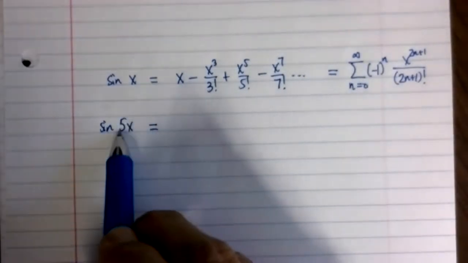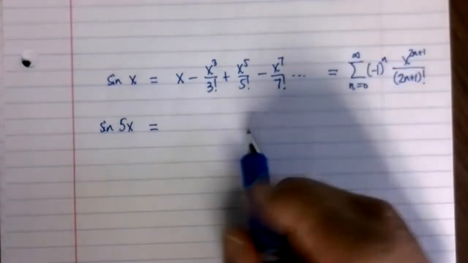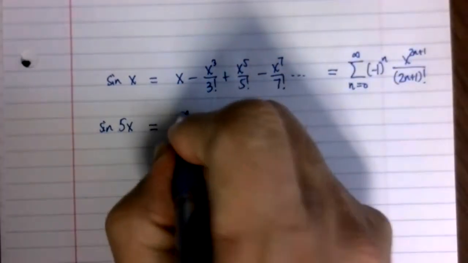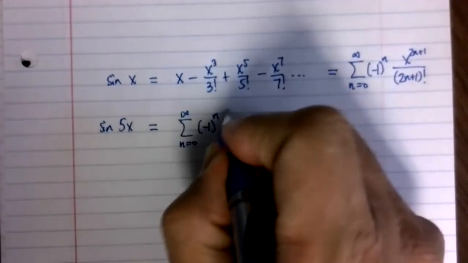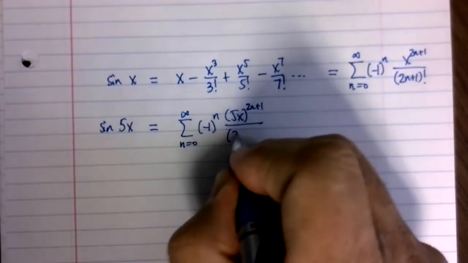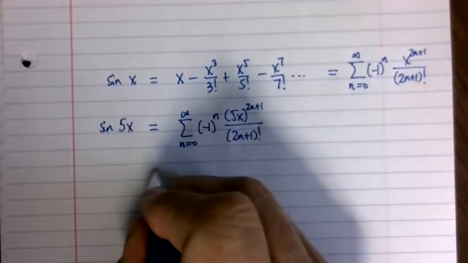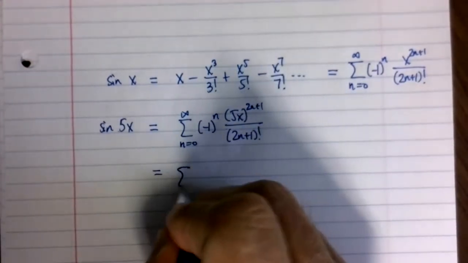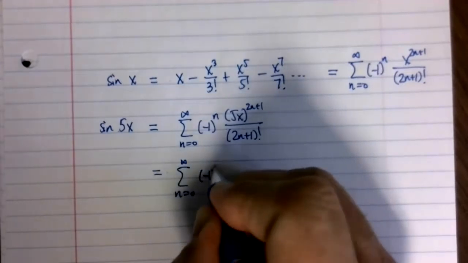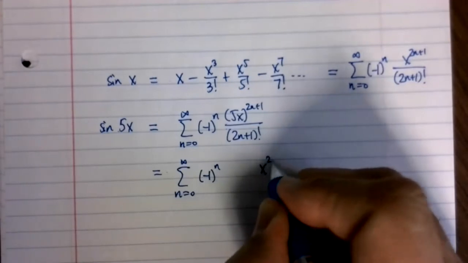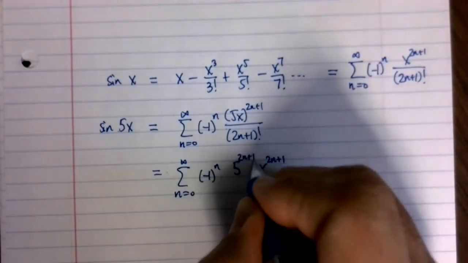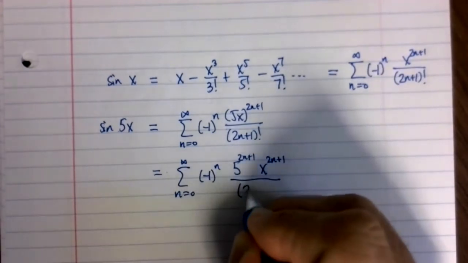To get the Taylor series expansion for sine of 5x, everywhere I see an x, I replace it by 5x. So summation n equals 0 to infinity of -1 to the n times 5x to the 2n plus 1 over 2n plus 1 factorial. And following convention, we'll set apart the x part in the numerator so that I have x to the 2n plus 1.